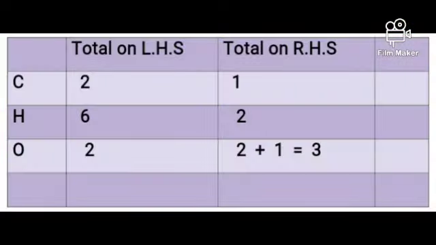Carbon, you can see we have 2 on the left hand side, 1 on the right hand side. Hydrogen, 6 on the left hand side, 2 on the right hand side. Oxygen, 2 on the left hand side, 3 on the right hand side. But don't forget I told you that 2 plus 1, you know that 2 oxygens came from the CO2 and then 1 oxygen came from the H2O. So when you are multiplying, you will know exactly where to target and where you are going to multiply.